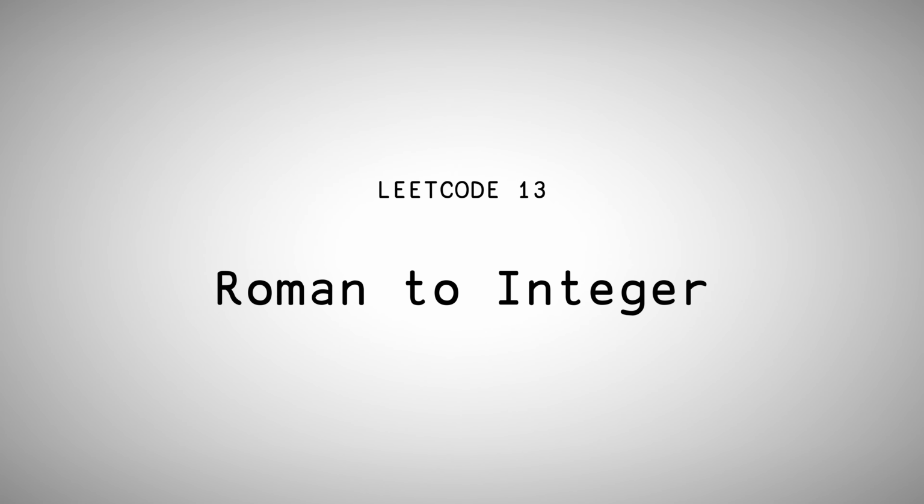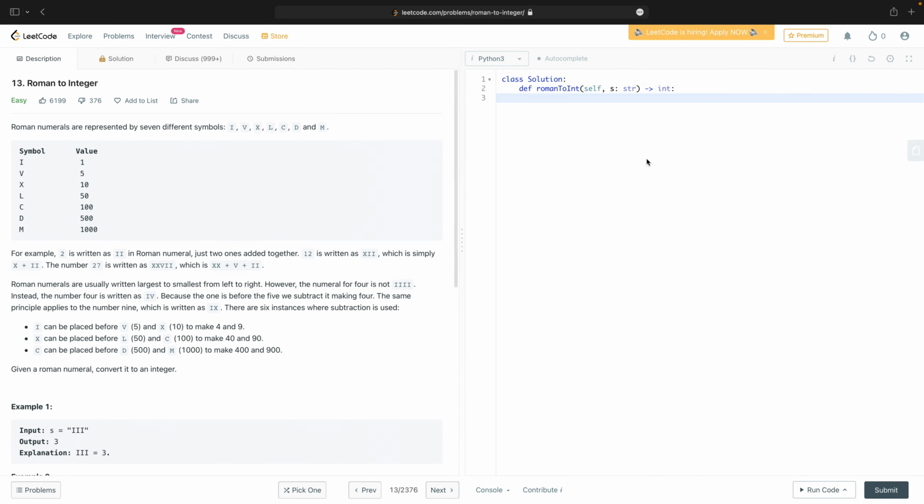Today we've got an easy one. It is the Roman to integer problem. I'm not gonna lie, I actually did this one relatively recently, but I'll solve it on camera anyway. So the idea is that we're doing Roman numerals represented by I, V, X, L, C, D, M.